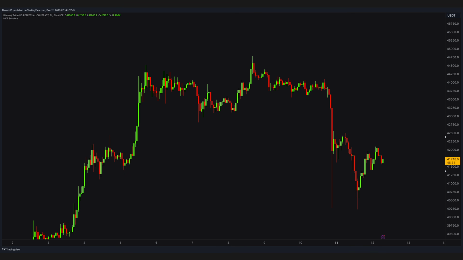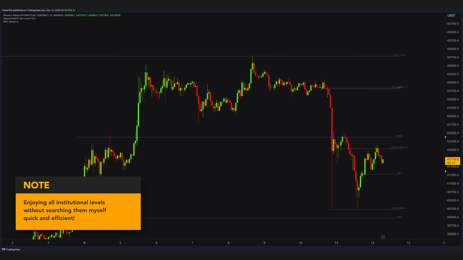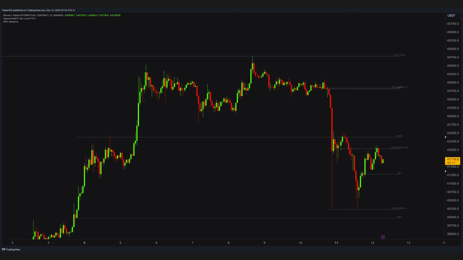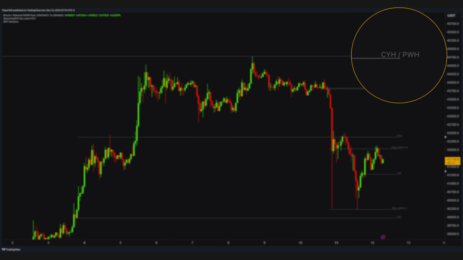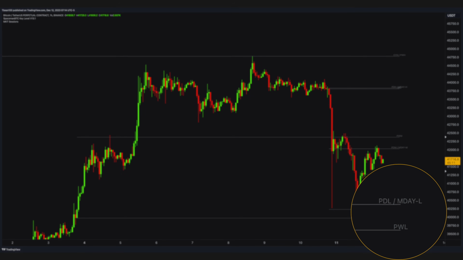So when you open your chart and activate this indicator, it will look like this. It will show you all the critical institutional levels at once, without any extra trouble finding them yourself. For example, the current year high and the previous week high at the top, very interesting levels to watch in the future. Or previous day low, Monday low, and the previous weekly low together, another interesting area to watch where the liquidity gathers.